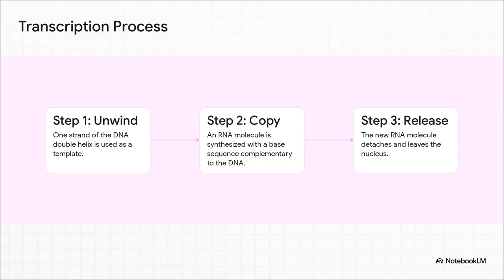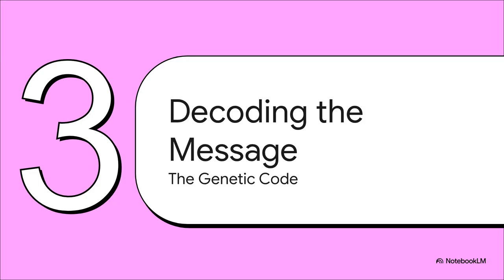Okay, so our RNA photocopy has arrived, but its message is written in this weird 4-letter language. How does the cell's machinery have any clue how to read it? The genetic alphabet is incredibly simple. It only has 4 letters, or bases. In our RNA copy, those are A, C, G, and U. The entire instruction manual for all of life is written with just these 4 characters.